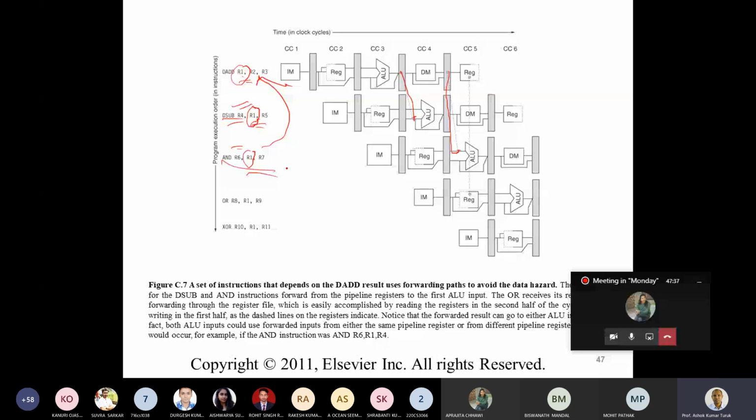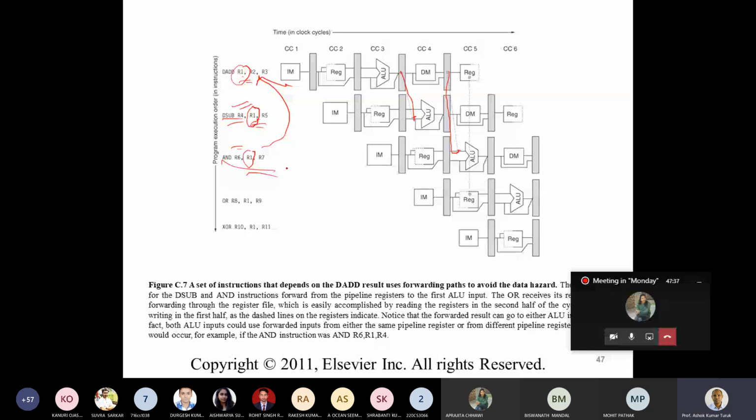In forwarding, the result is passed directly to the functional units that request it. So here, if you look, the ALU is the functional unit, and the result is directly passed to this functional unit. So here also the ALU is the functional unit, and the result is directly passed to the functional unit needing that particular result.